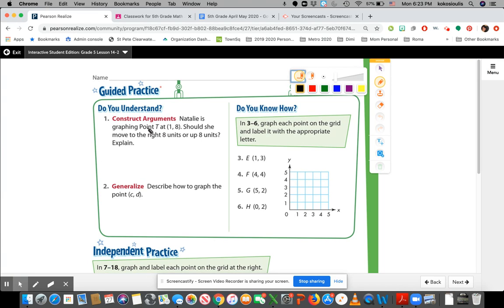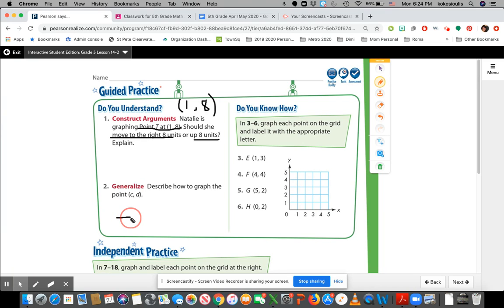Natalie is graphing a point T at 1, 8. Should she move to the right 8 units or up 8 units? Well, we know what 1, 8 is. 1 is X, 8 is Y, and we have to run before we rise. So she's going to run to the right 1 unit and then rise 8. Describe how to graph CD. Well, that's easy. You run how many C is and you rise how many D is, right?